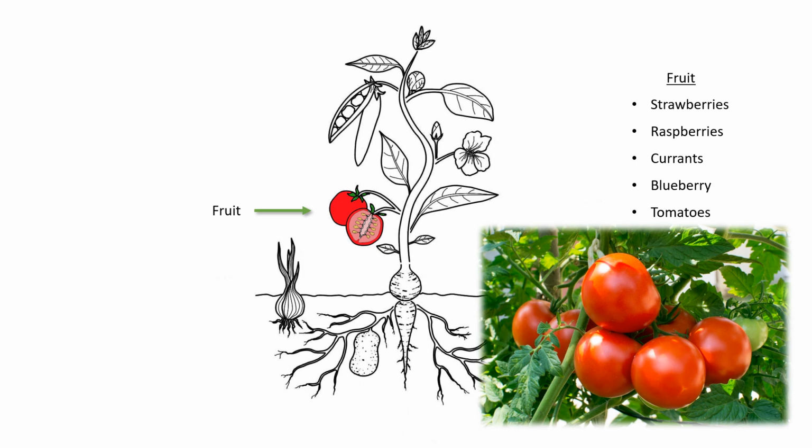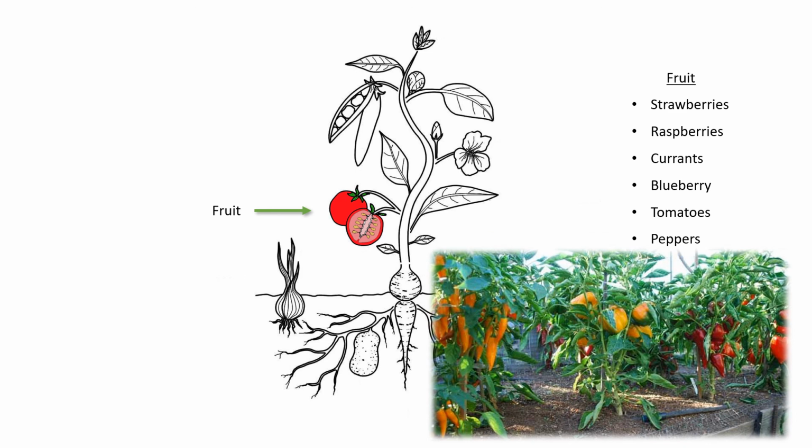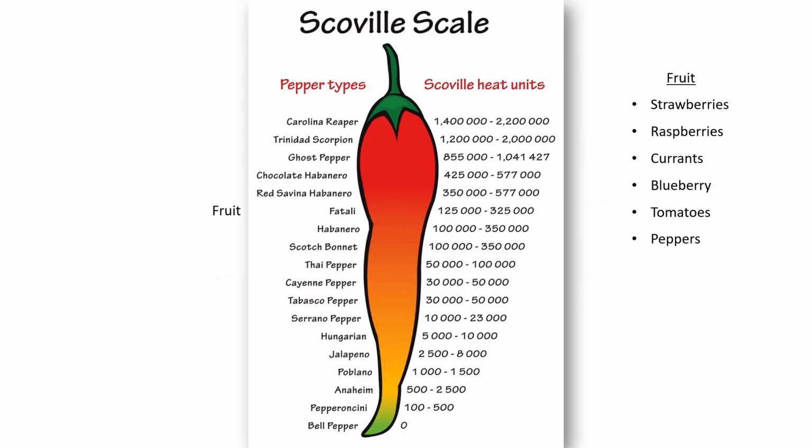So tomatoes are the fruit of a plant, and tomatoes come in a variety of different colors, different shapes, and are used in a variety of different culinary applications. Peppers are a fruit as well, so they contain the seeds of the plant. And there's a variety of different peppers as well, from the sweet bell peppers all the way up to the very spicy peppers. The spiciness of the peppers is measured using a scale called the Scoville scale. And this helps you to look at the relative heat found in these peppers.